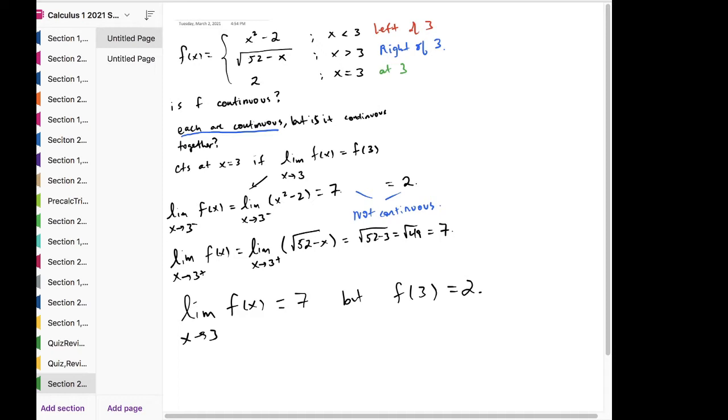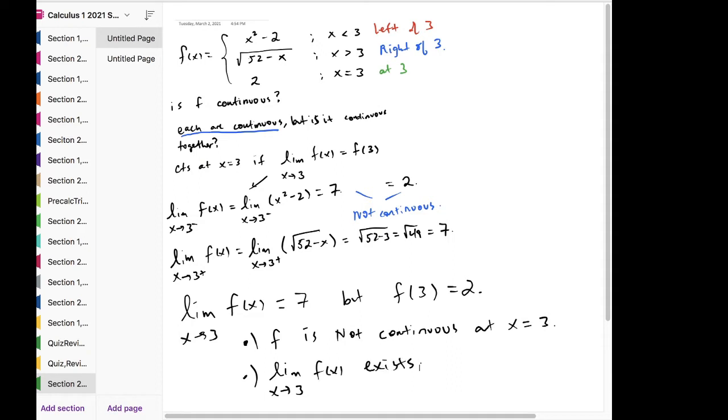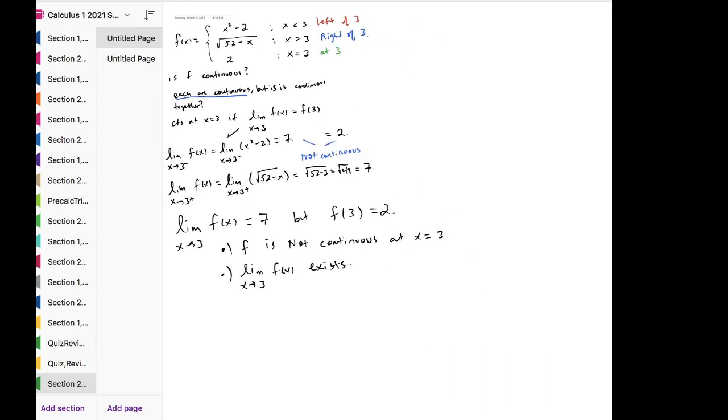So I believe everyone maybe had the same answer, but maybe a different question. So it should have been f is not continuous at 3, but the limit does exist. And there may have been a couple other statements, like I think another statement may have been f of 3 exists. I think that may have been the 3 correct answers.